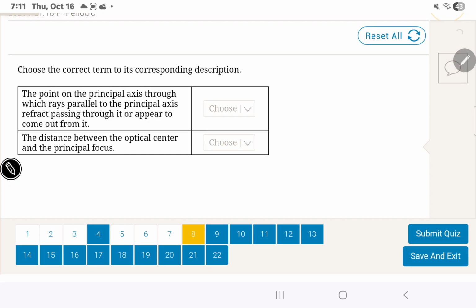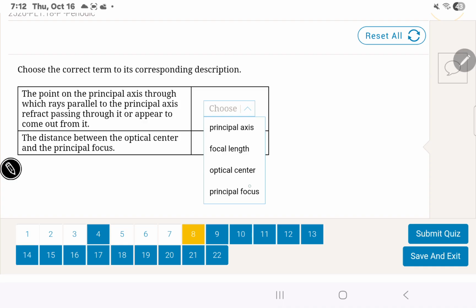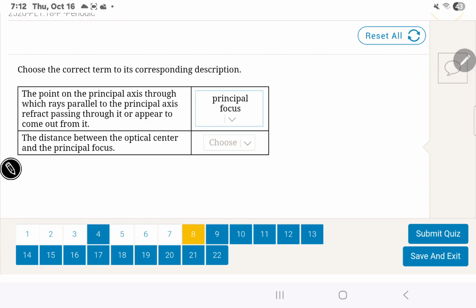Question 8 now. Choose the correct term to its corresponding description. The point on the principal axis through which rays parallel to the principal axis refract passing through it or appear to come from is called the principal focus. The focus. So all paraxial rays will refract through the focus. The distance between the optical center and the principal focus is called focal length.